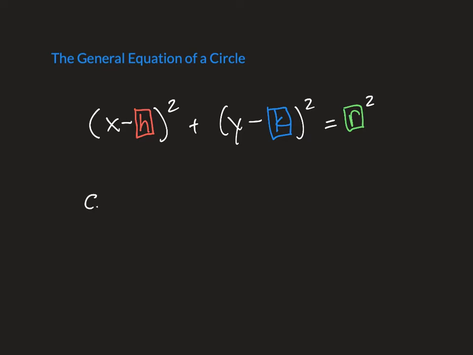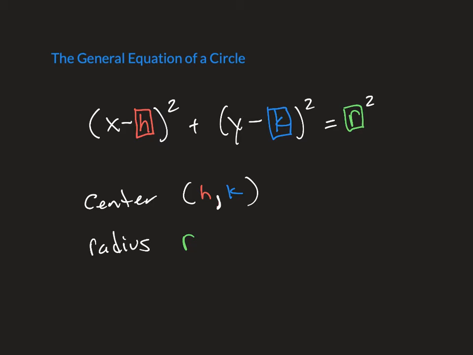Well, the center of the circle is located at the point (h, k). So the h is the x-coordinate of the center, and the k is the y-coordinate of the center. The r is the radius of the circle. What we'll do with the radius is square it. Or, as a shortcut, if we happen to compute r squared, we'll just put it at the end of this equation. But those are the basics of the general equation.